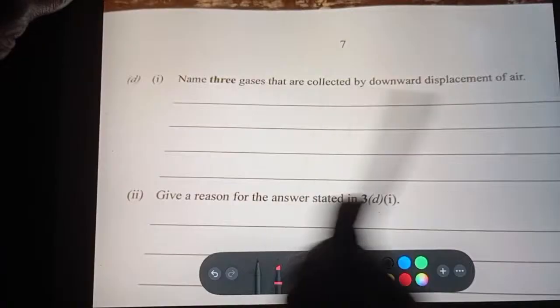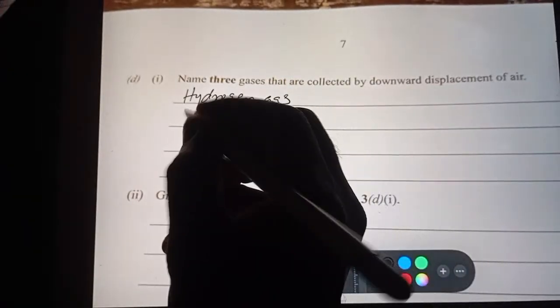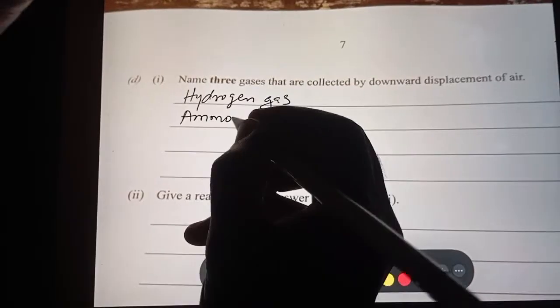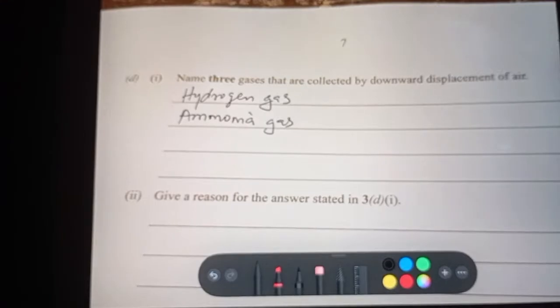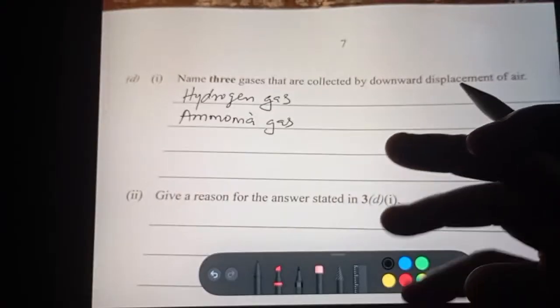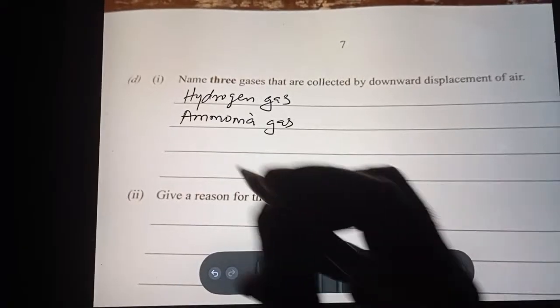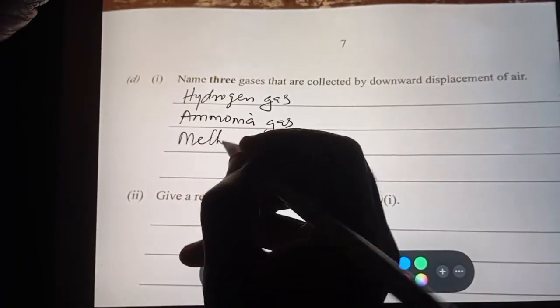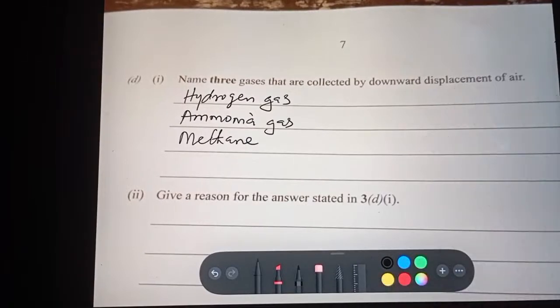So having explained this, they say name triggers. I've done that. Remember, you're allowed to write symbols or spell them. Hydrogen gas, ammonia gas. How do I know they are? You can chat me. I'll give you a link of the video that teaches how to know gases that are heavier than air and gases that are lighter than air. And equally methane. So they are all collected by what? Downward displacement of air or the upward delivery.